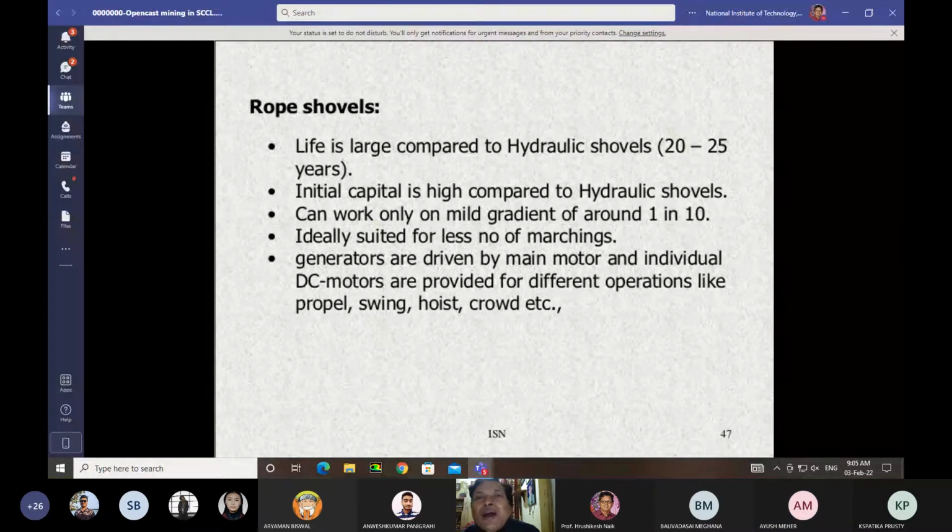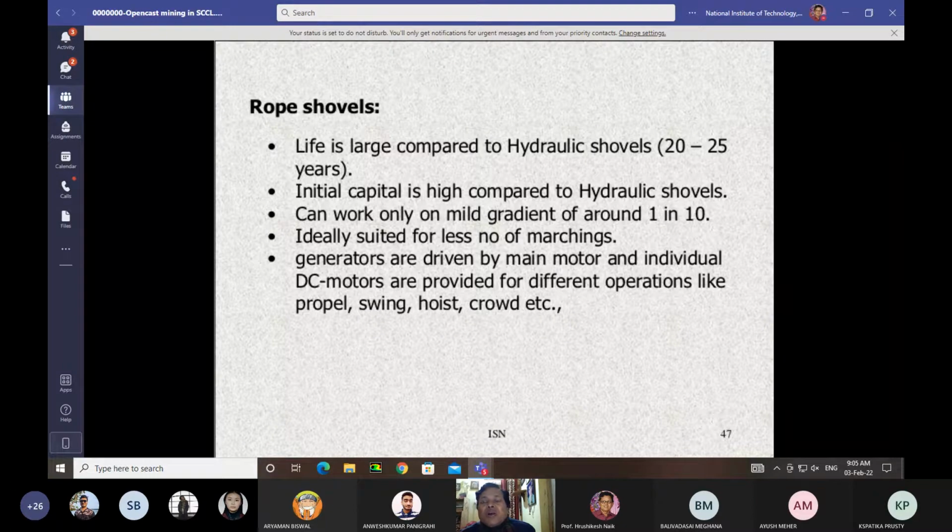Because if you are going for a diesel shovel, the size capacity of the shovel is small, but electrical shovels are very big capacity machines, and they are also very costly.